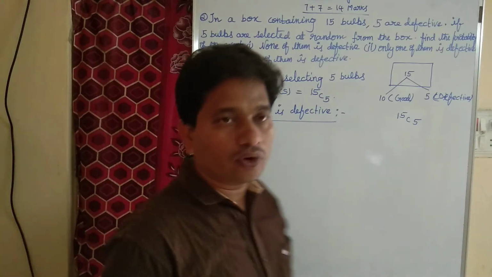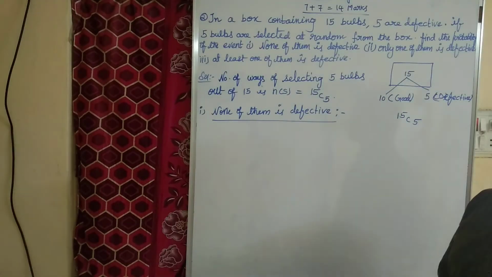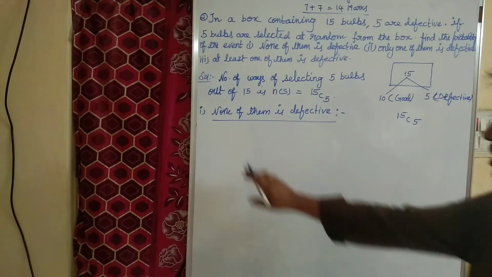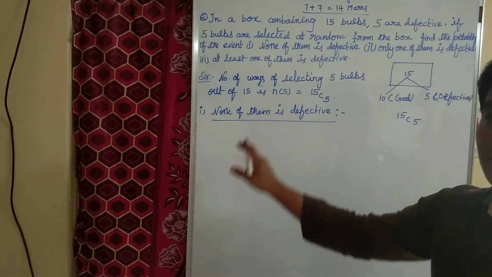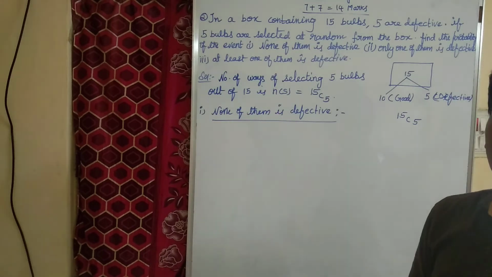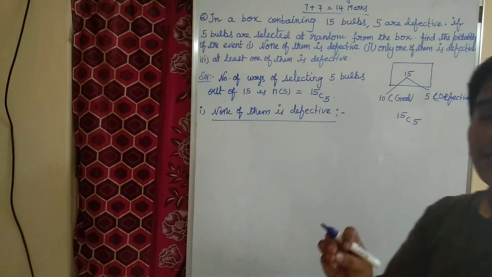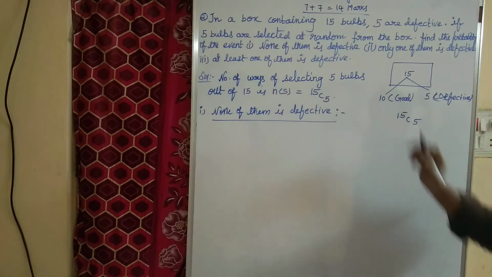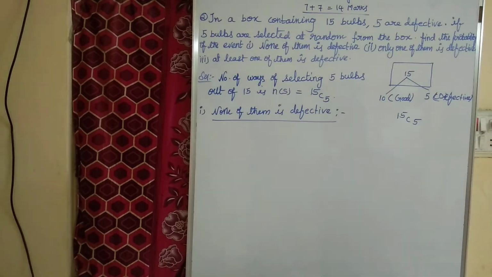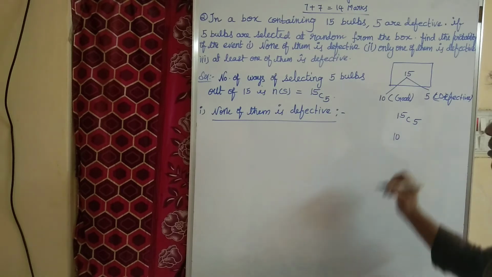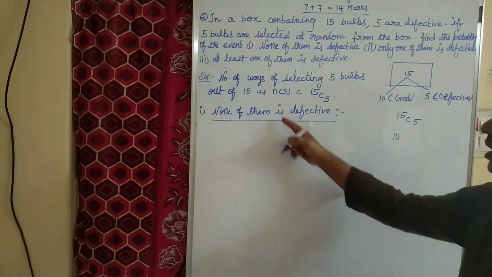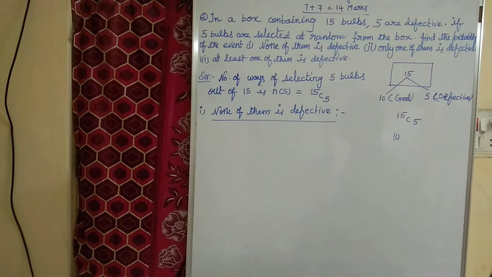If you understand the question properly, in total we have 15 bulbs. In that, 10 bulbs are good ones. The question is: none of them is defective, meaning nothing is defective. We need to select good ones, because we have how many good ones? We have 10 good ones, right? So from those 10, we need to select.